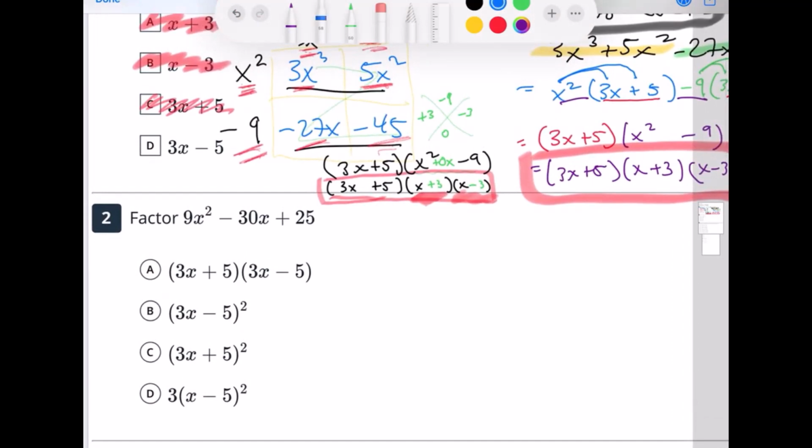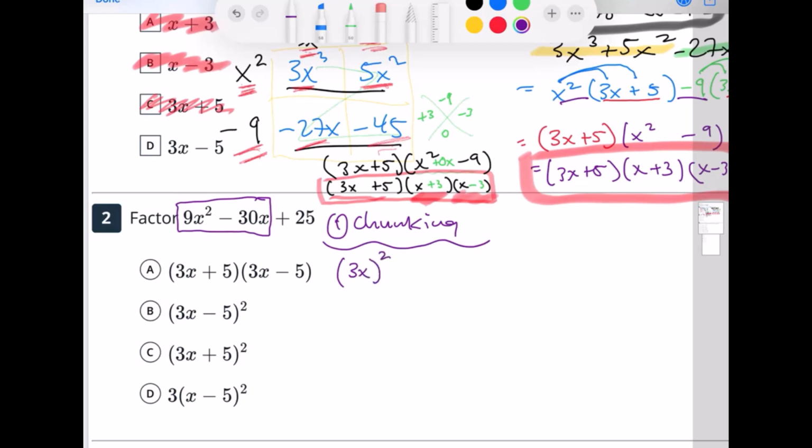This problem is the chunking, no chunking. How do I know that? Remember chunking, so let's show you first by chunking. This works when you focus on just these two right here as your greatest common factor. Do they have a greatest common factor? They do. They have a 3x. So 3x squared, okay, because 3x times 3x is 9x squared. Now I have to think of something where 3x times something equals negative 30x. That would be a 10. And this would be a 25.